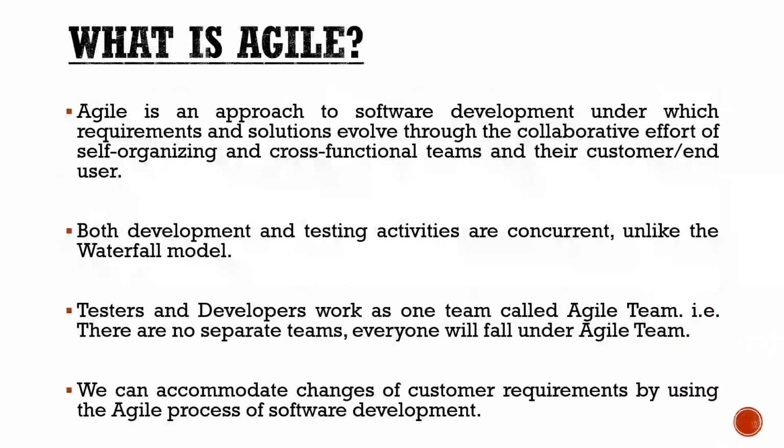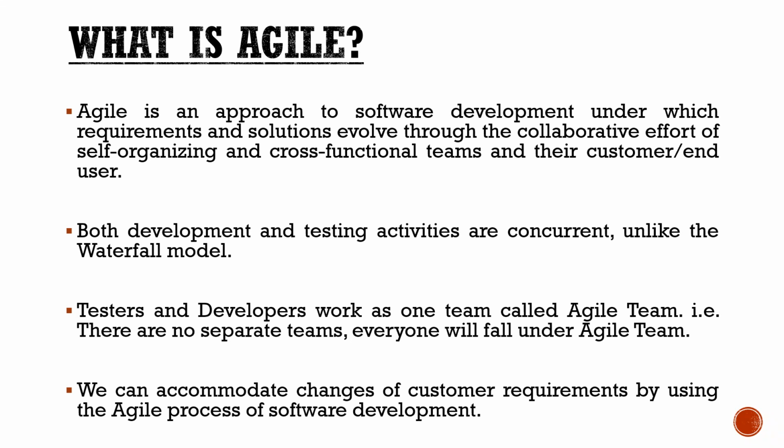Hi everyone, let us see what is Agile process management. What is Agile? Agile is an approach of software development under which requirements and solutions evolve through the collaborative effort of self-organizing and cross-functional teams and the customer or end user.